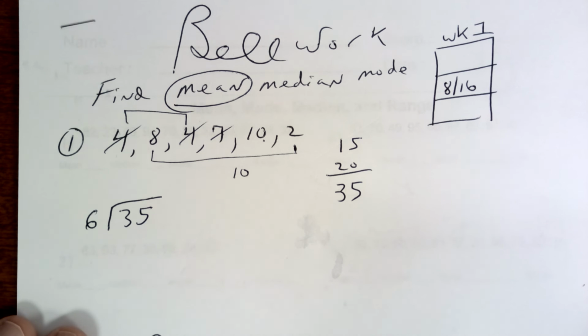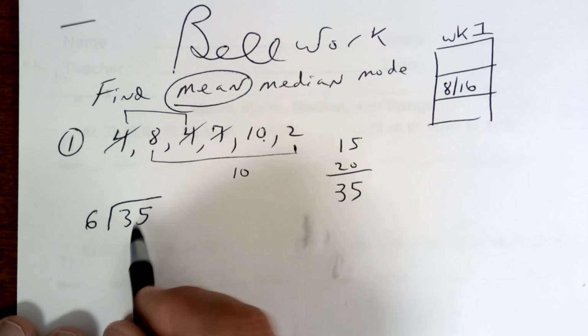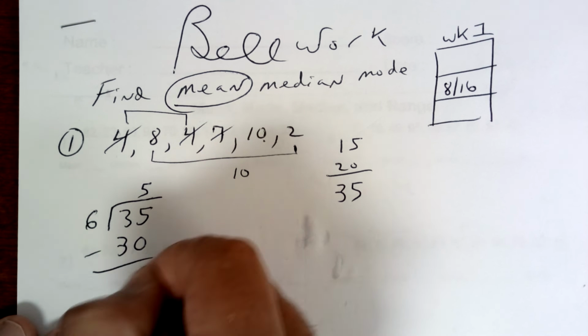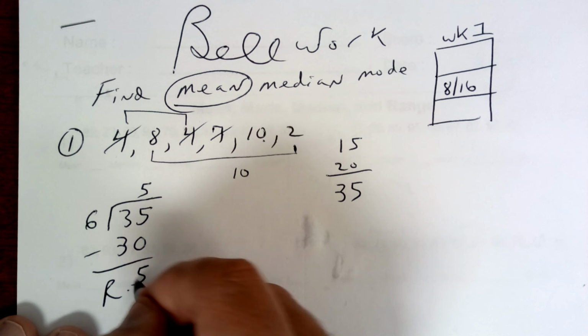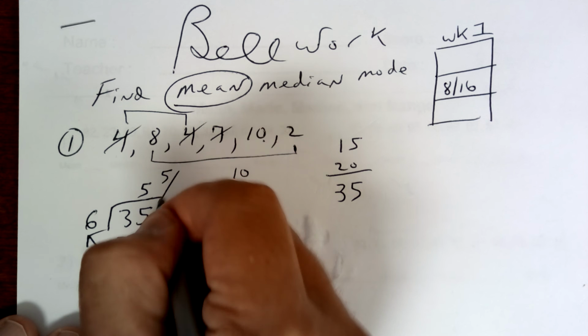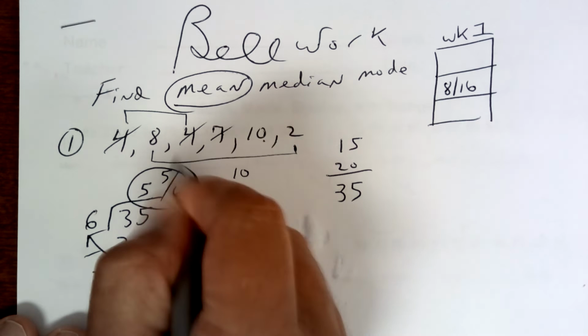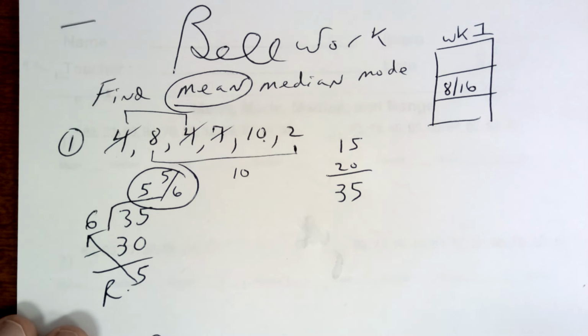So it's going to be 6 times 6 is 36. That's too much, so it's got to be 5, which is 30, and your remainder is 5. So you put your remainder over your divisor, and you're done. And that's the average right here. That's your mean. The median, you got to line them up.